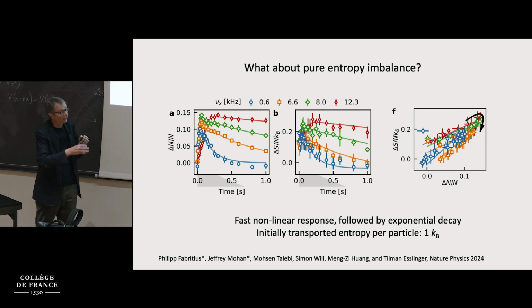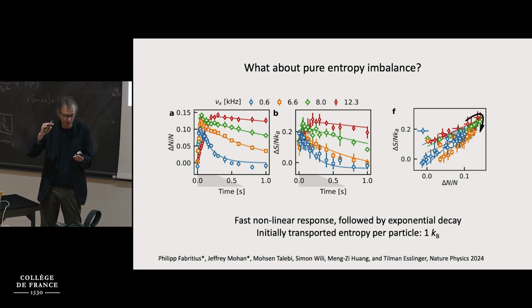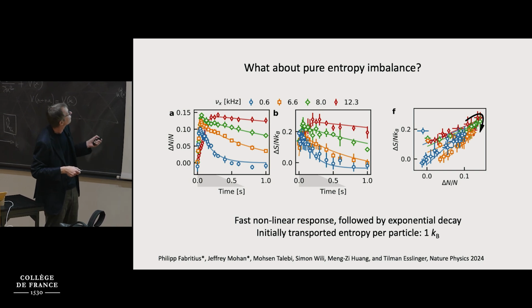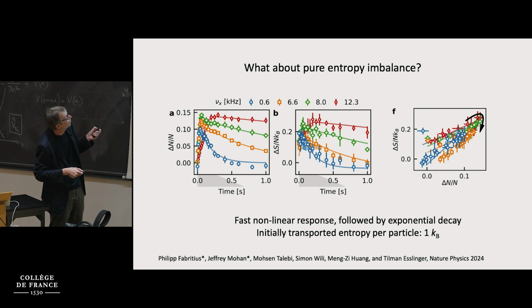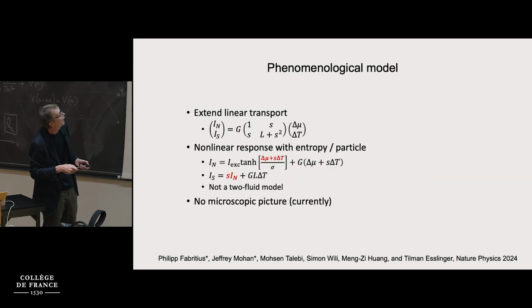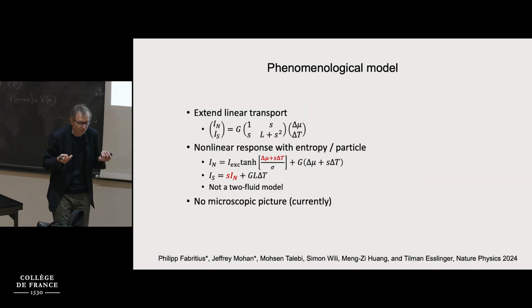We also looked at pure energy difference, a bit along the lines of thermoelectric devices. And there one can see that one has a very fast response for the particle number, also for the entropy transport, and then you have a nonlinear quasi-steady state. But again, the fast response was 1 kB per particle. And that's unusual for our field.